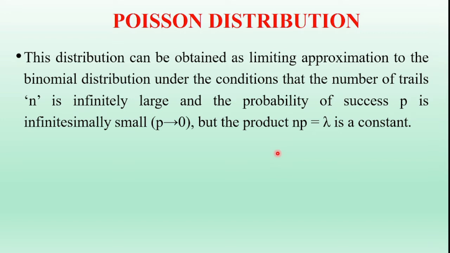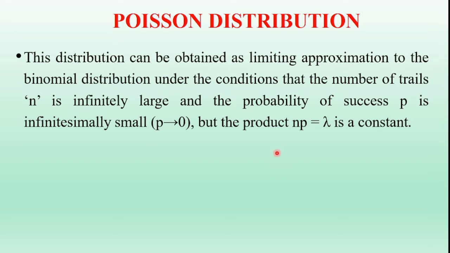In the previous class we discussed the binomial distribution concept. The Poisson distribution can be determined as the limiting case of the binomial distribution under a condition. And what is that condition? The number of independent trials, small n, is infinitely large, n tends to infinity, and the probability of success p tends to 0, but the product n into p is equal to lambda, a constant value. Using this condition, we can determine the Poisson distribution expression from the binomial distribution.